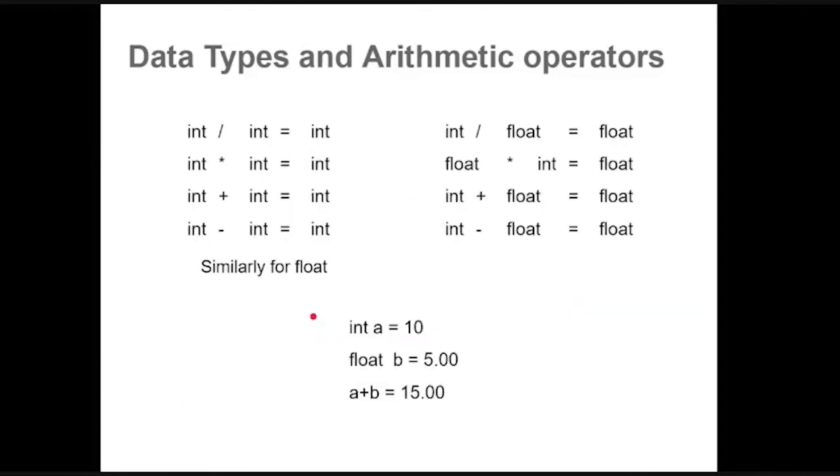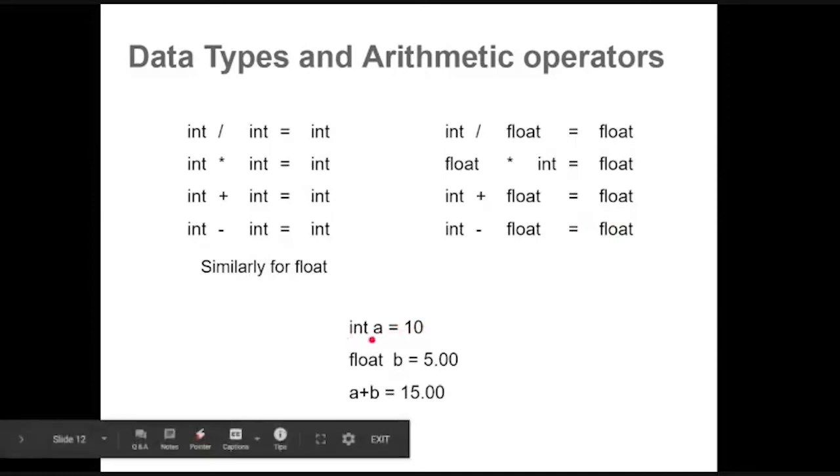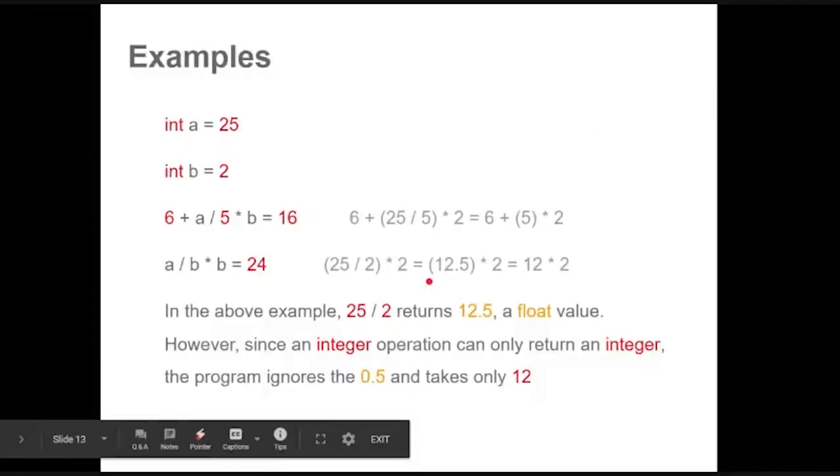Let's look at some interesting consequences of this. As you can see, any operation performed between integers will return an integer, and any operation performed including even one float will result in a float. Here's an example. If I declare an integer a equal to 10, a float b equal to 5.00, and I add them up, it will return 15.00, which is another float value.